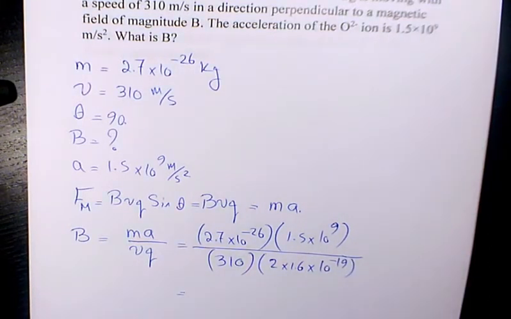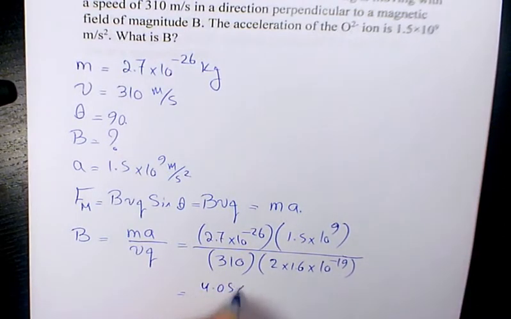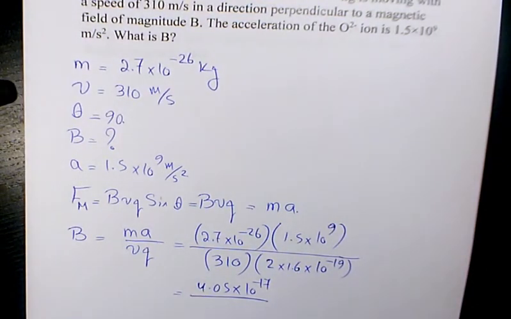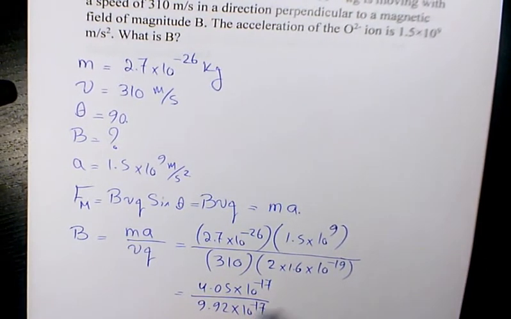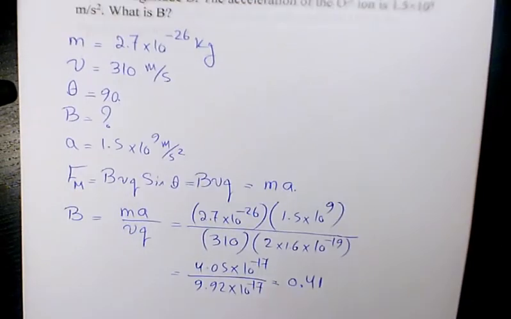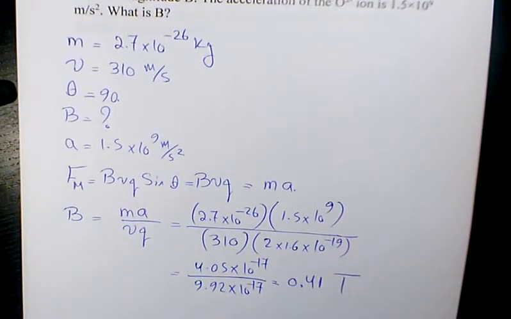So that's going to be 2.7 times 1.5 times 10 to the power of negative 26 times 10 to the power of 9. That's going to be 4.05 times 10 to the power of negative 17 divided by 310 times 2 times 1.6 times 10 to the power of negative 19. It's going to be 9.92 times 10 to the power of negative 17. That's going to be 0.41 Tesla. That's going to be the magnetic field strength in terms of Tesla.